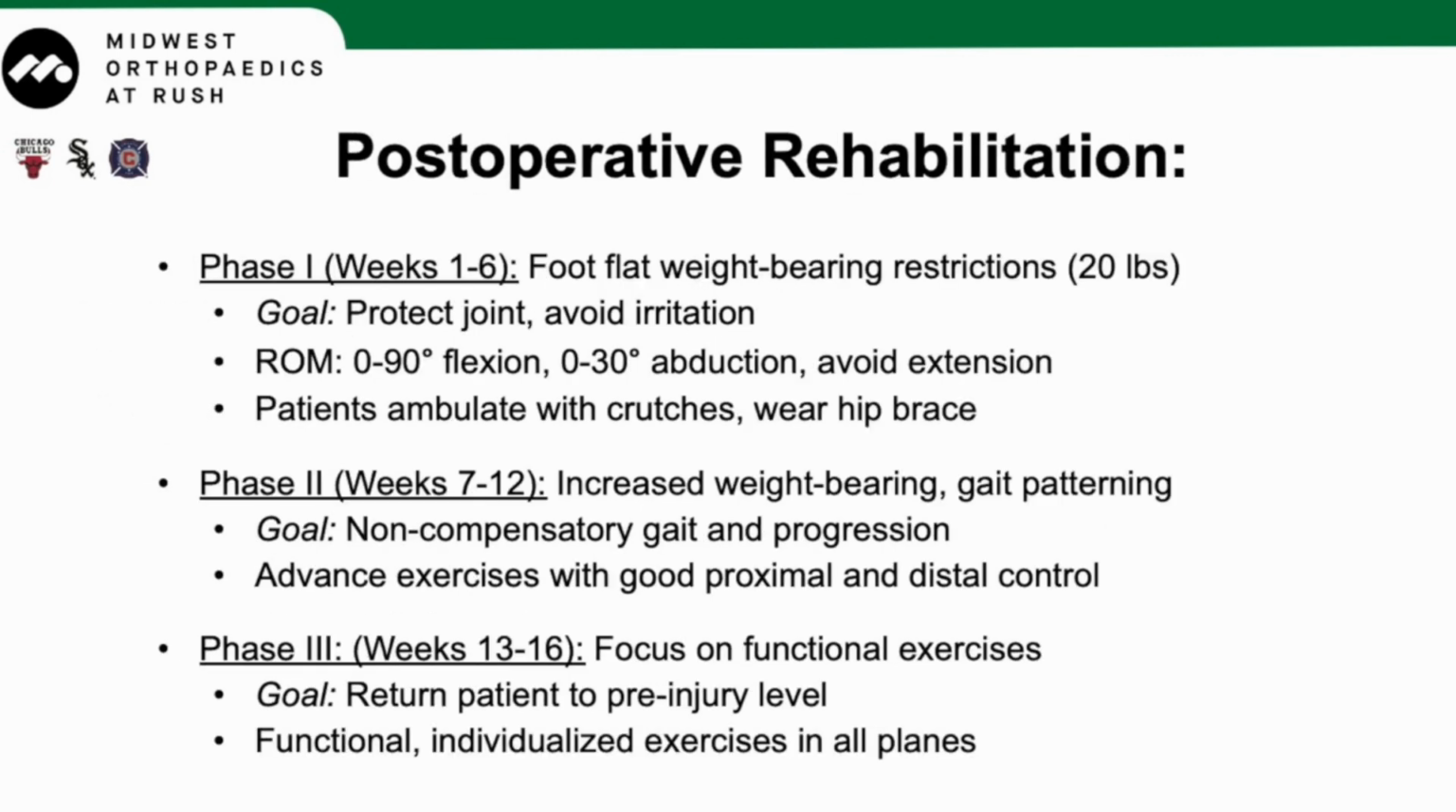Postoperative rehabilitation consists of 4 distinct phases. Phase 1 focuses on foot-flat weight-bearing restrictions with the goal to protect the joint and avoid irritation. For the first 3 postoperative weeks, we limit hip flexion to 0 to 90 degrees and abduction to 0 to 30 degrees, taking care to avoid hip extension. Phase 2 has increased weight bearing and gait patterning with the goal of non-compensatory gait and progression. Phase 3 focuses on functional exercises with the goal of returning the patient to their pre-injury level.